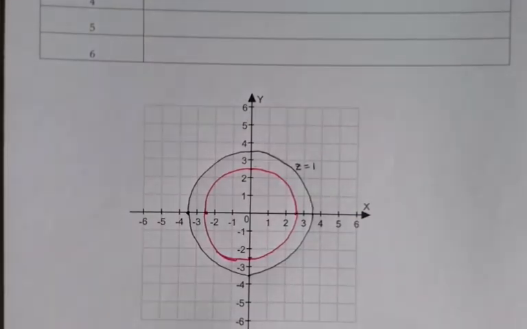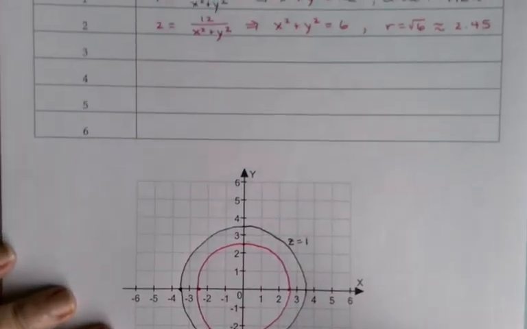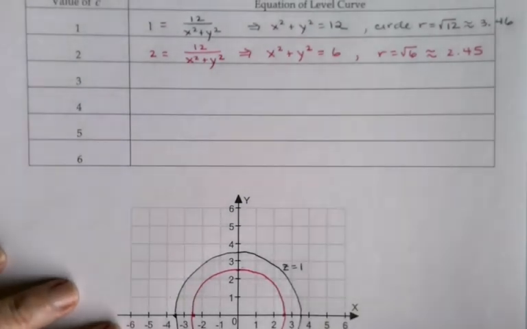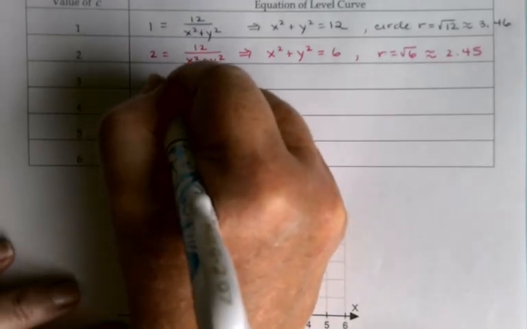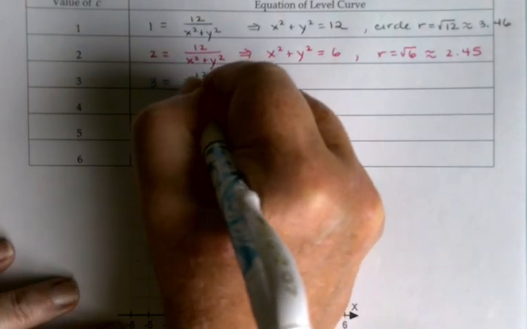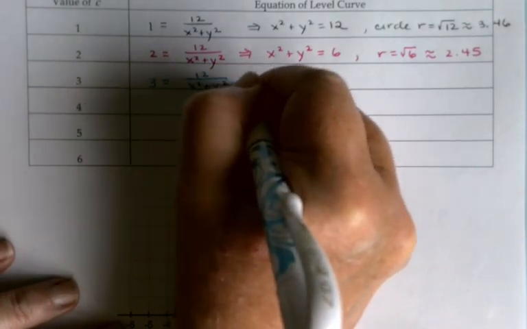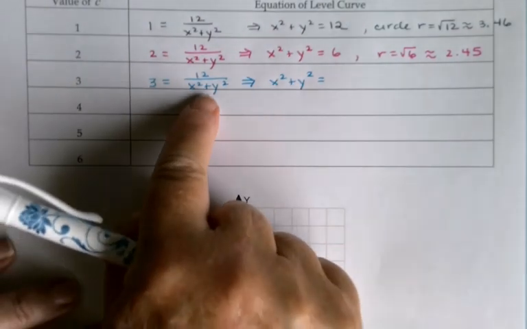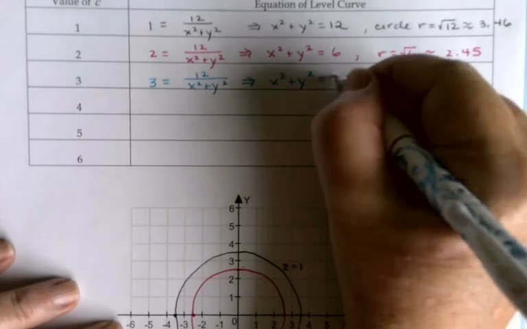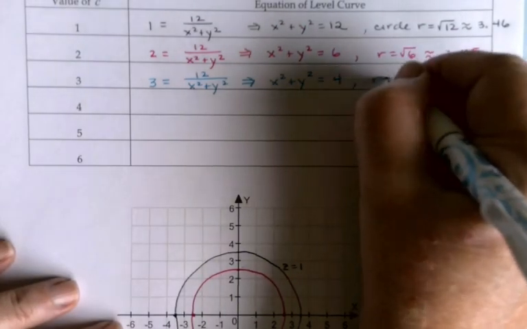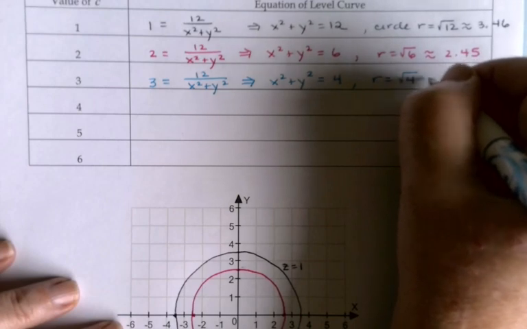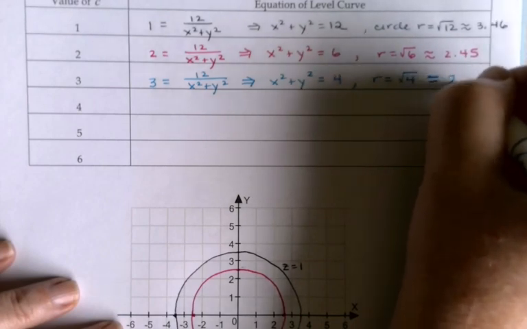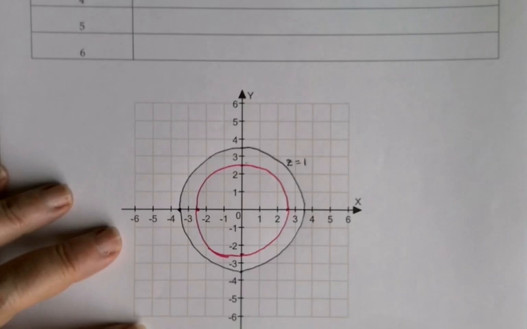A little lopsided in my circles here, sorry about that. All right. We'll do at least 2 more, and then we can maybe start talking about this. If I do a c of 3, so I set the z value equal to 3, I'm going to get x squared plus y squared equals 12 divided by 3, or 4. So the radius of my circle this time is the square root of 4, or 2, right? Oops, I forgot to label this last one.